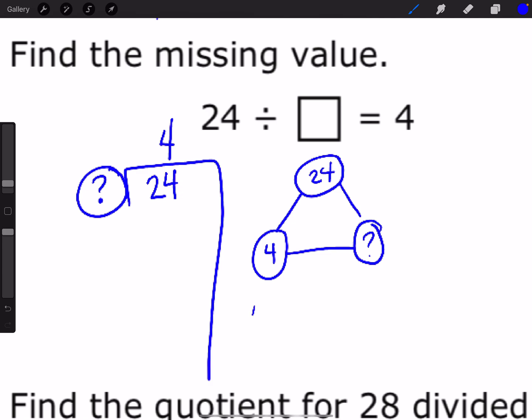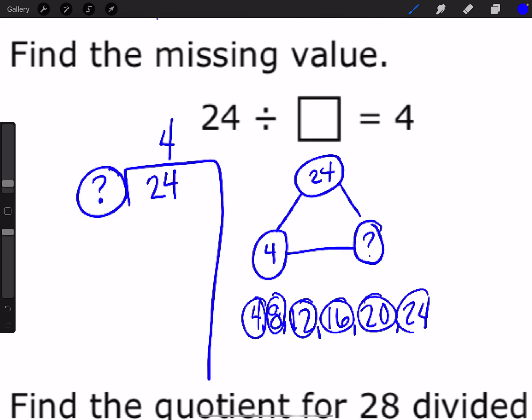So if we skip count, there's 4, 8, 12, 16, 20, 24. Let's see how many times we skip counted. So 1, 2, 3, 4, 5, 6. So 4 times 6 equals 24. That'd be 0. And that would be our divisor. And we can figure that and see if that is correct.